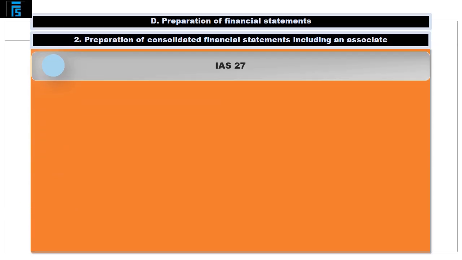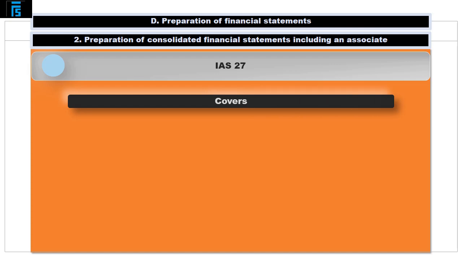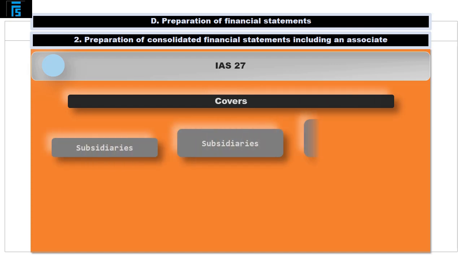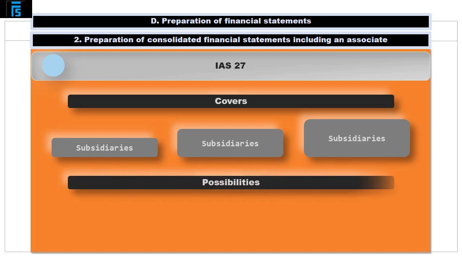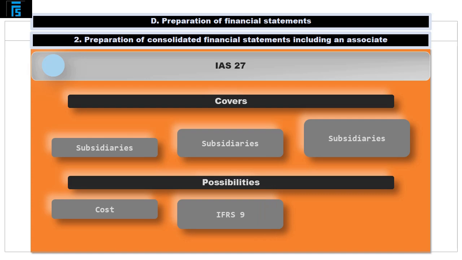IAS 27, Separate Financial Statements, outlines how parent companies should account for their investments in subsidiaries, associates, and joint ventures within the individual financial statements of the parent. When an entity prepares separate financial statements, investments in subsidiaries, associates, and jointly controlled entities are accounted for either at cost, in accordance with IFRS 9 financial instruments, or using the equity method as described in IAS 28, Investments in Associates.